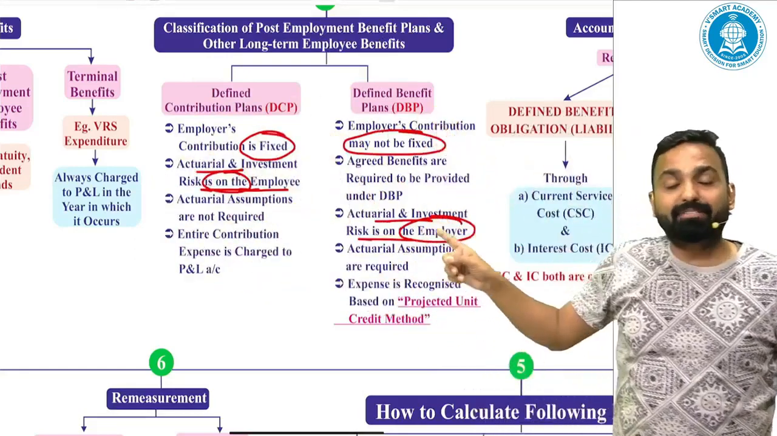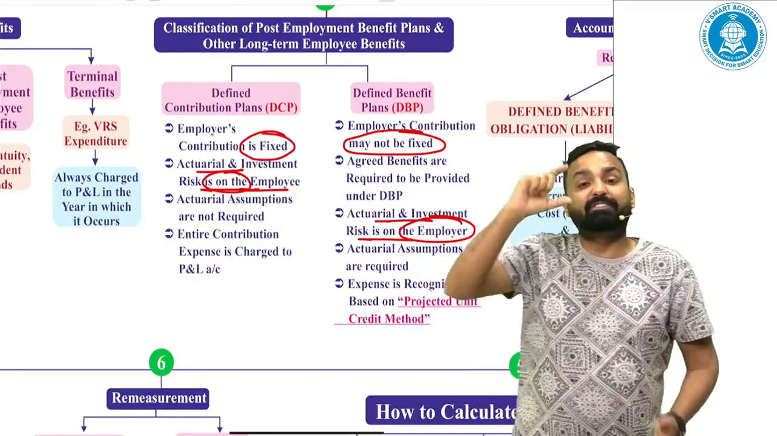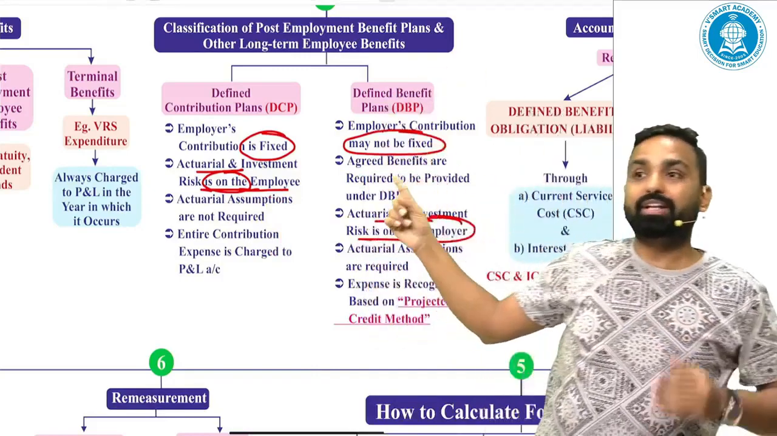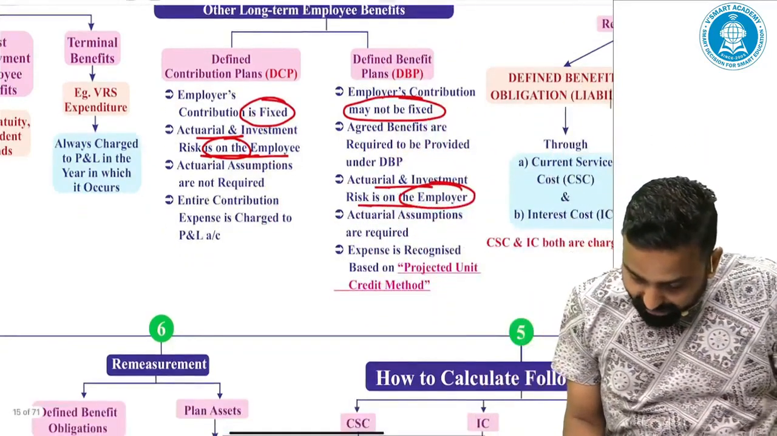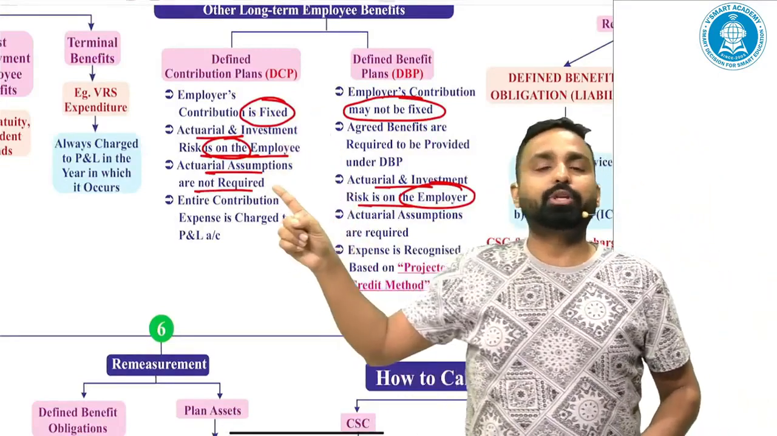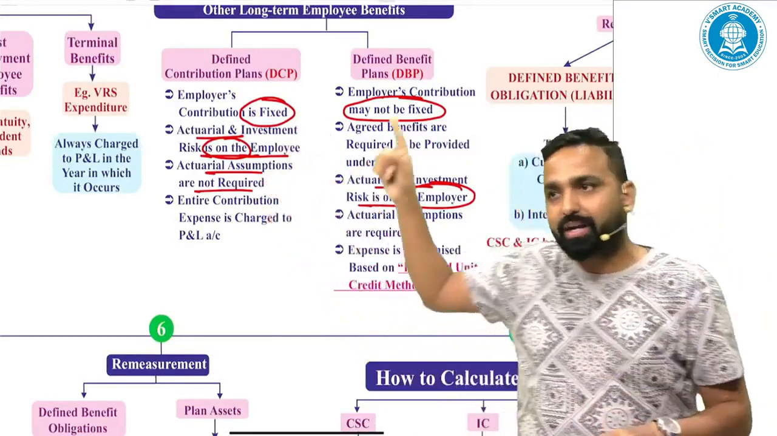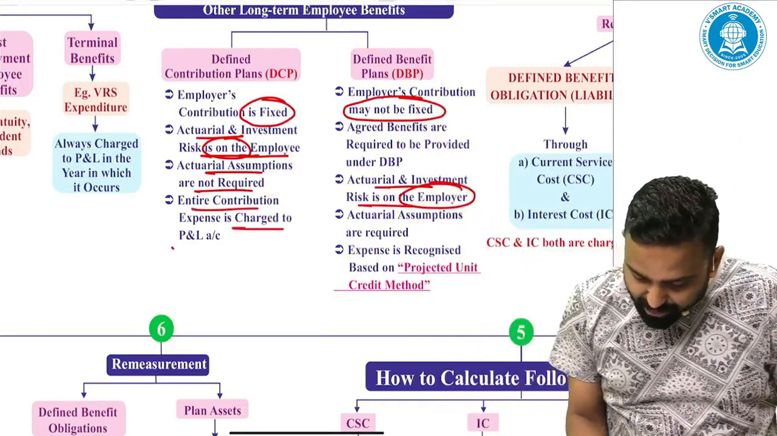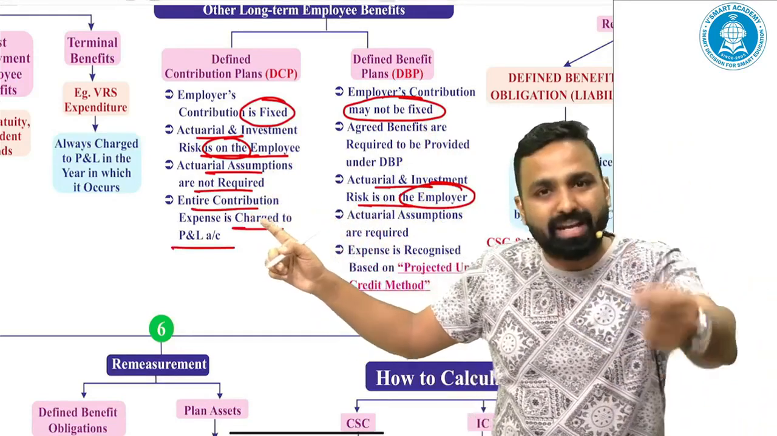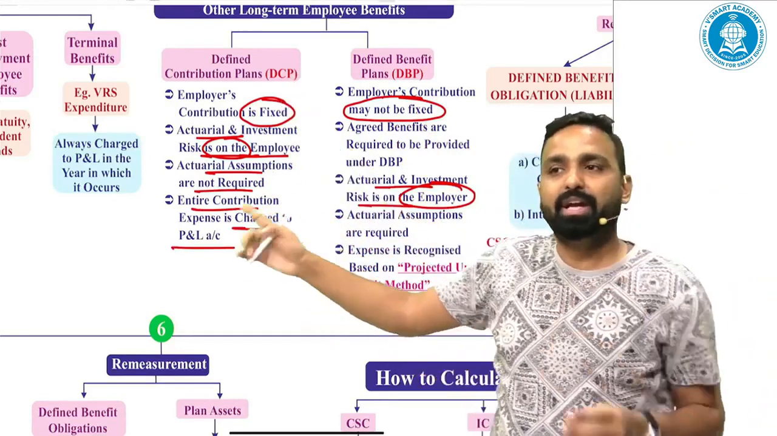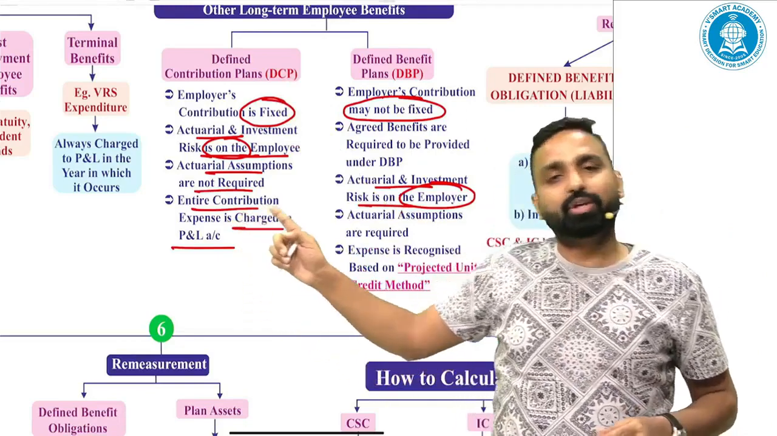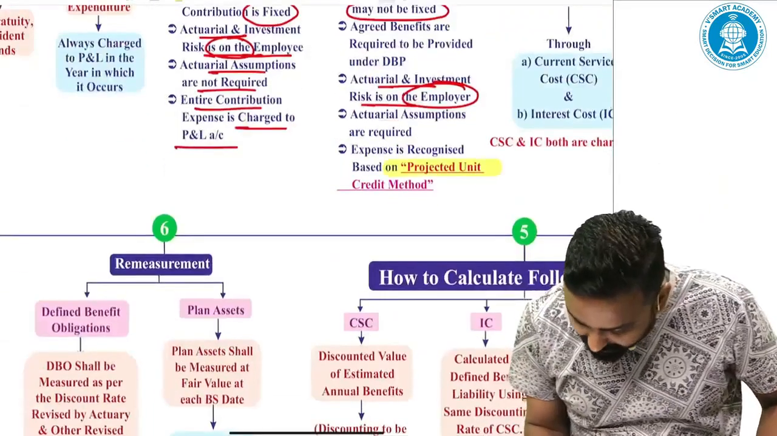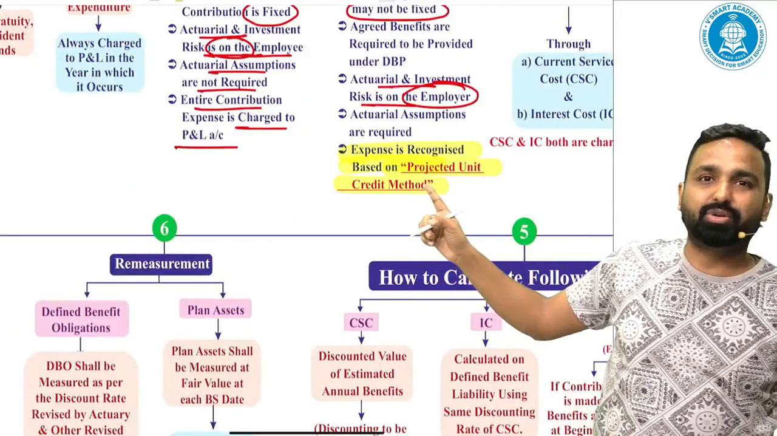But in defined benefit plan, the risk is on me because I have already defined the final amount of benefit. To provide that final amount, sometimes I need to pay more. So the risk is on the employer. Under defined contribution plans, the actuary's assumptions are not required. In defined benefit plans, the actuary's assumptions are required. Under a defined contribution plan, the entire contribution expense is charged to profit and loss. Whenever the employer contributes any amount, just like PF, the employer has to charge it to the P&L. But under defined benefit plan, we need to apply the projected unit credit method.